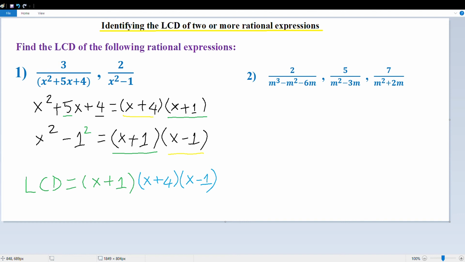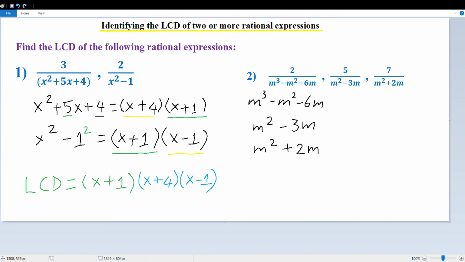So this is how we find the least common denominator. Let's move on to the second problem. We'll apply the same procedure here as well. First of all, we'll rewrite the denominators. Since we have three rational expressions, we come up with three denominators. The first one is m cubed minus m squared minus 6m. The second denominator is m squared minus 3m. The last one is m squared plus 2m.